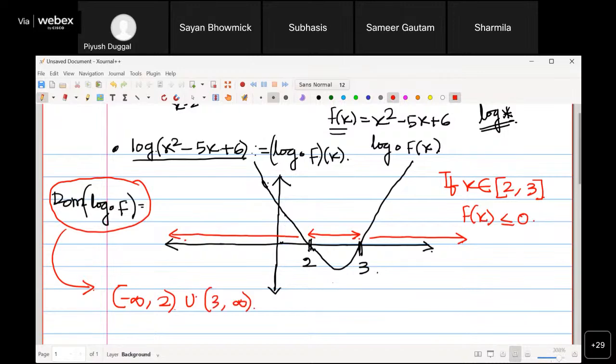So now actually the main problem is your first question, like how I can draw the graph of this function, log composition of f, right? Yes, sir.